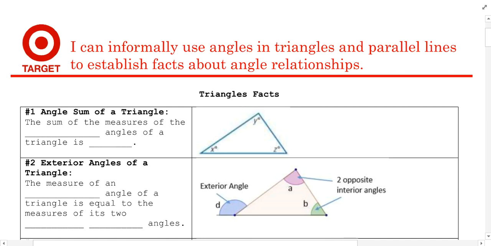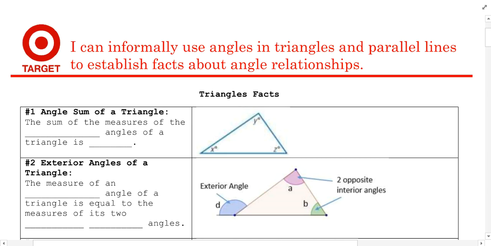Today we're going to be looking at our Learning Target 3 for Unit 5, which is I can informally use angles in triangles and parallel lines to establish facts about angle relationships. And we're going to focus mainly on the triangle facts today.